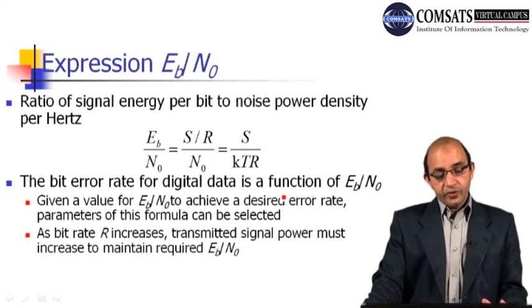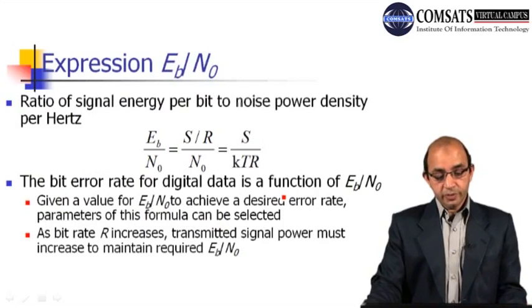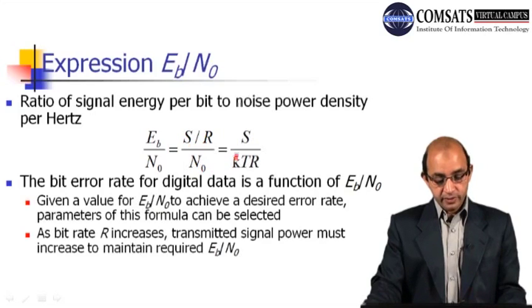Here we have the expression for energy per bit to noise power density, Eb over N naught. So we can then have S over R over N naught.